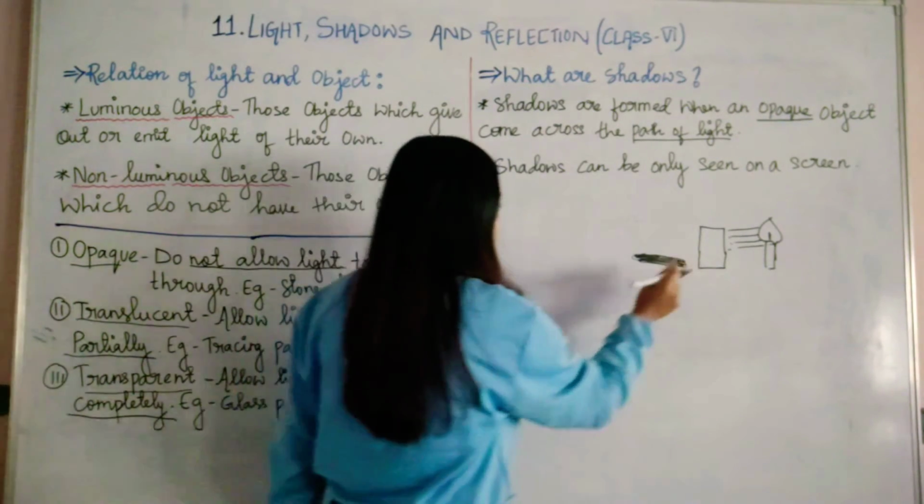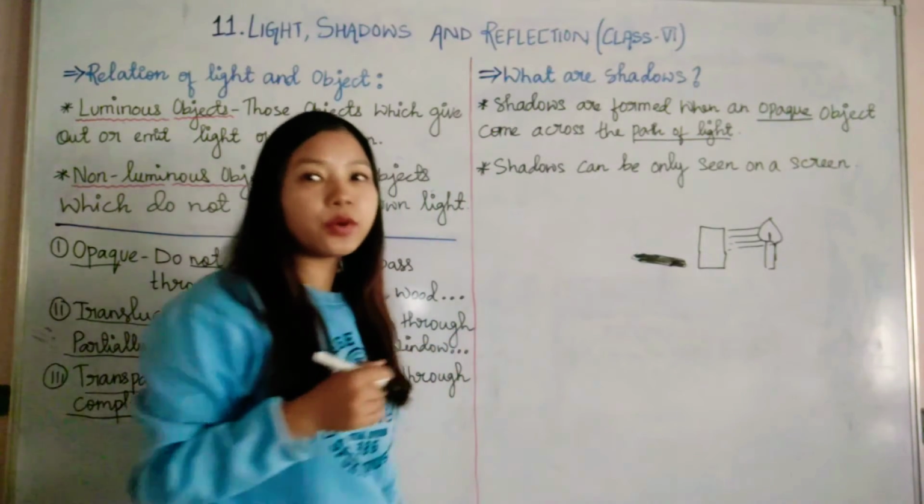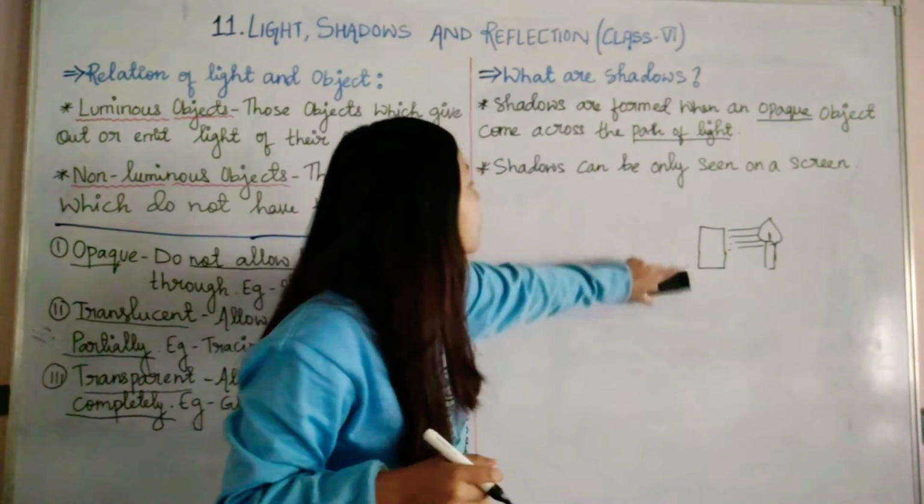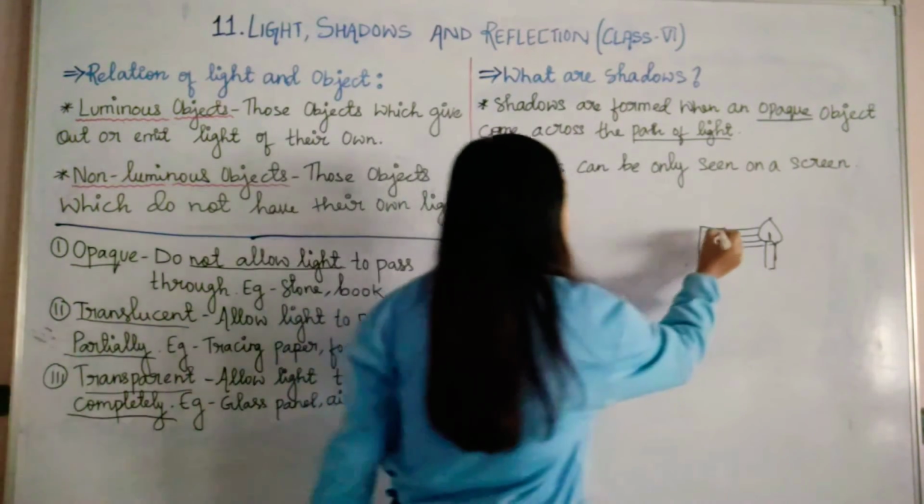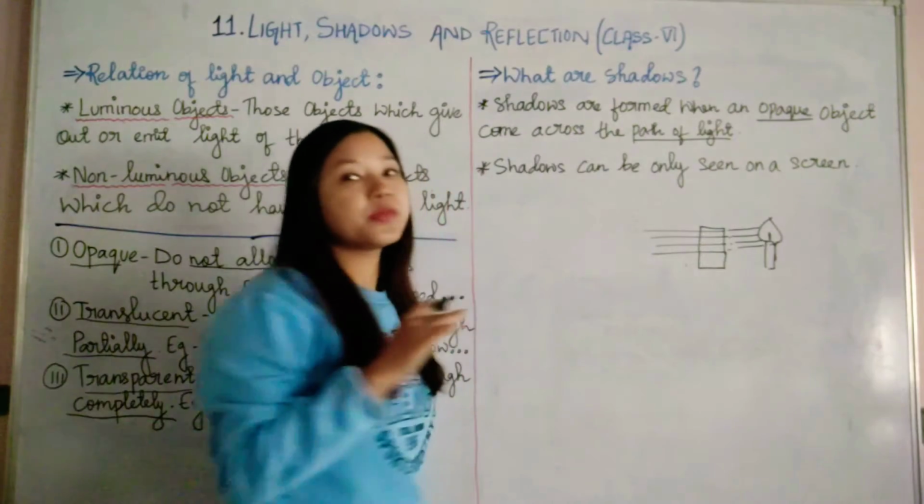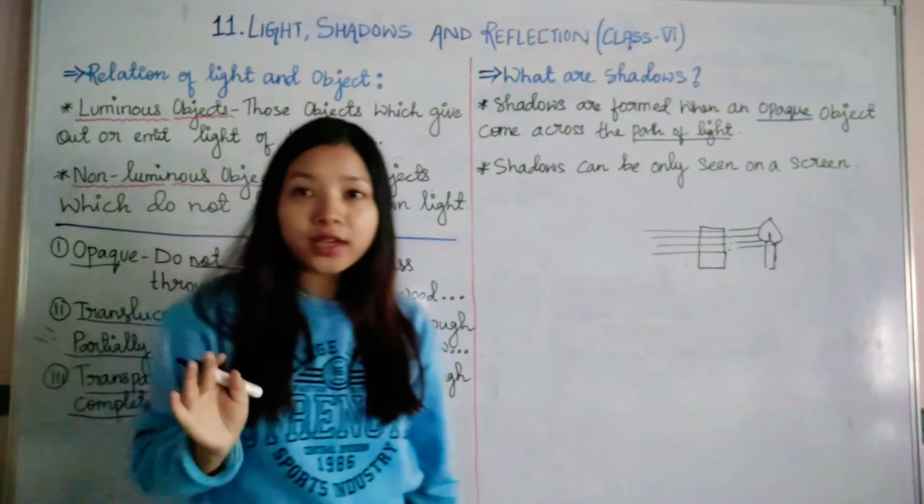Then let's say this is made of glass. If it is made of glass, then what will happen? The light will directly pass through it and there will be no shadow. Did you understand?